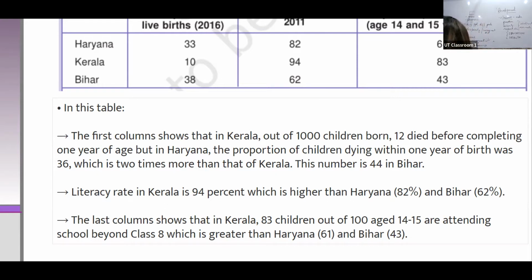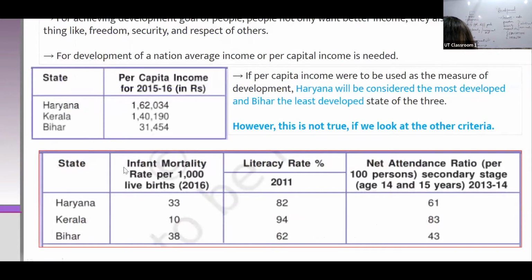So had income been the only criterion, all the parameters of Haryana would have been on the higher side, on the better side, but it's not so. That's why this shows that income cannot be the only criterion for judging the development of a country.